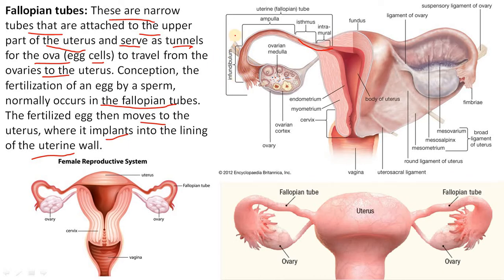And in this fallopian tube, there are several sections which are named as infundibulum. This place is known as infundibulum. This portion is known as ampulla. This portion is known as isthmus, and this is intramural. Okay.